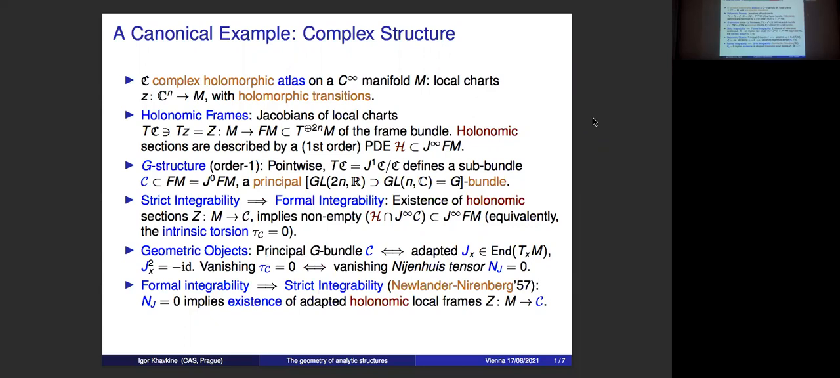By definition of complex structure, we have basically a special atlas on a real manifold, local charts of maps from Cn into the manifold, and the transitions between these charts should be holomorphic functions. Once we have these charts, we take Jacobians, so we get what are called frames. Frames are basically bases for the tangent space, and we get them by fixing one point at a time and differentiating in directions. The result are sections of the frame bundle.